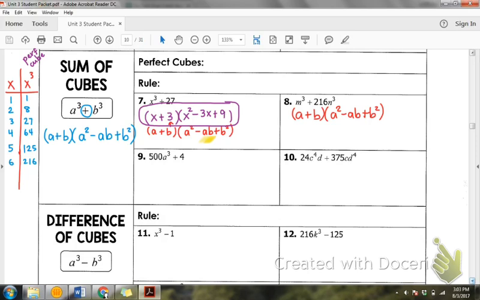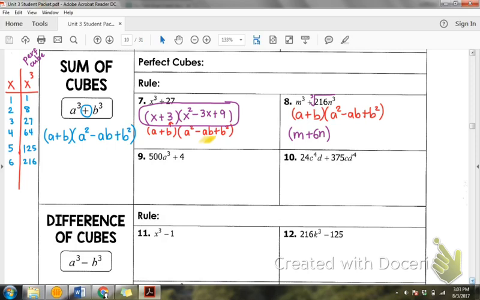All right, so we're going to ask ourselves, what is the cube root of m cubed? M. So that's going to be our A value. And some of you, maybe it would be helpful to write the little cube root, so you remember it. If not, it's not a big deal. What is the cube root of 216? 6. Is it just going to be 6 by itself? 6n, right?